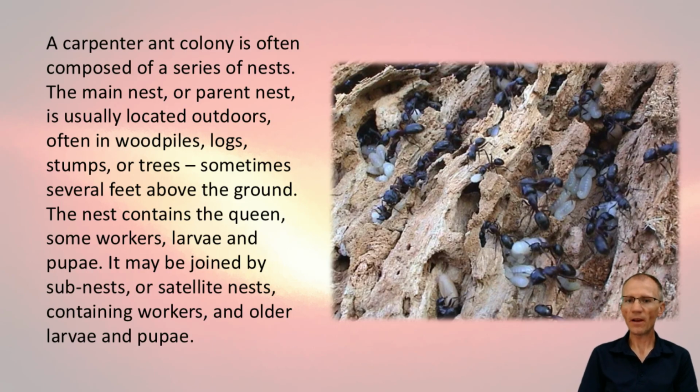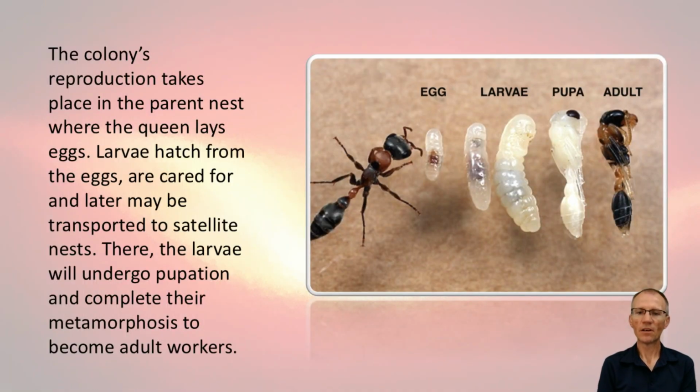The main nest, or parent nest, is usually located outdoors, often in wood piles, logs, stumps, or trees, sometimes several feet above the ground. The nest contains the queen, some workers, larvae, and pupa. It may be joined by a subnest or satellite nest containing workers and older larvae and pupa. Parent nest where the queen lays eggs. Larvae, hatched from the eggs, are cared for and later may be transported to a satellite nest. There, the larvae will undergo pupation and complete their metamorphosis to become adult workers.